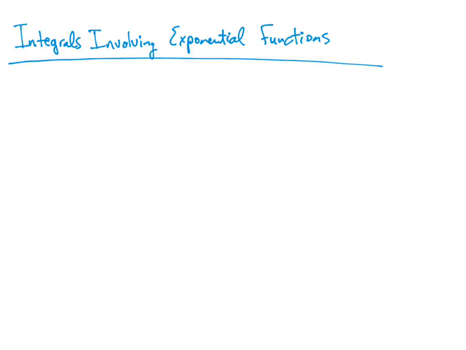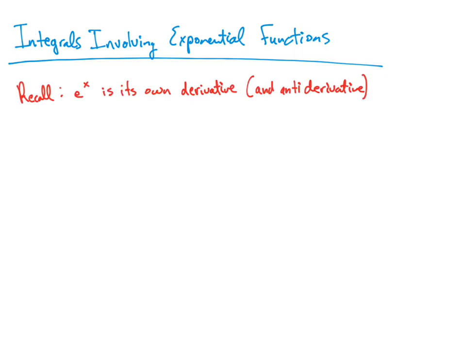In this video, I'll be going over integrals involving exponential functions. So first recall that e to the x is its own derivative. So what that means is d over dx of e to the x is equal to e to the x. Similarly, if we have d dx of e to the ax, where a is some constant, we have e to the ax times the derivative of the exponent here. So that's just going to be times a.